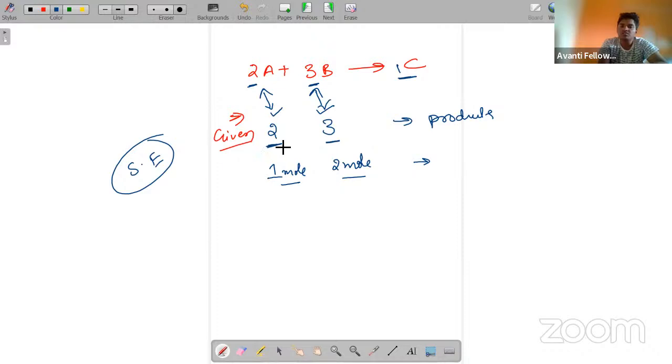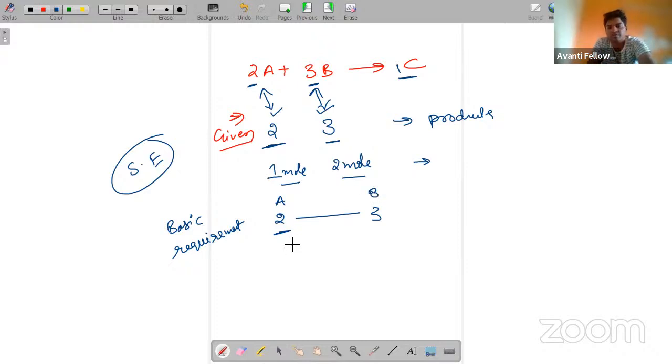From the basic concept, you can see that 2 moles of A require 3 moles of B. This is the basic requirement. So for the basic requirement, 2 moles of A is going to require how much? 3 moles of B. Clear? So for 1 mole of A, how much should be required? 3 by 2 moles of B.